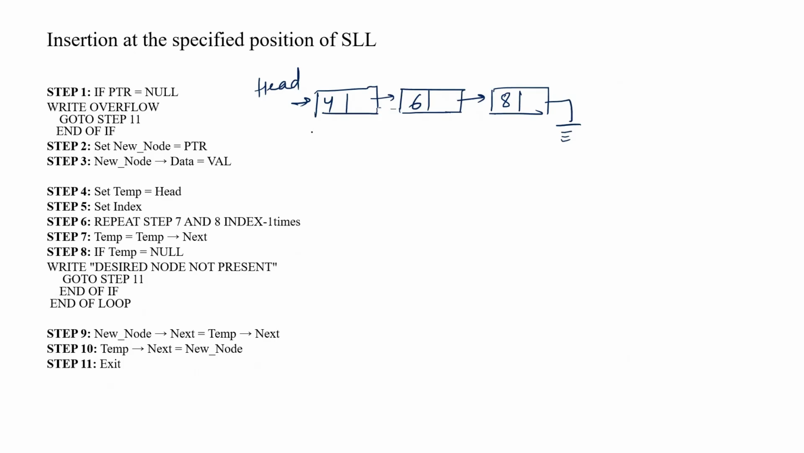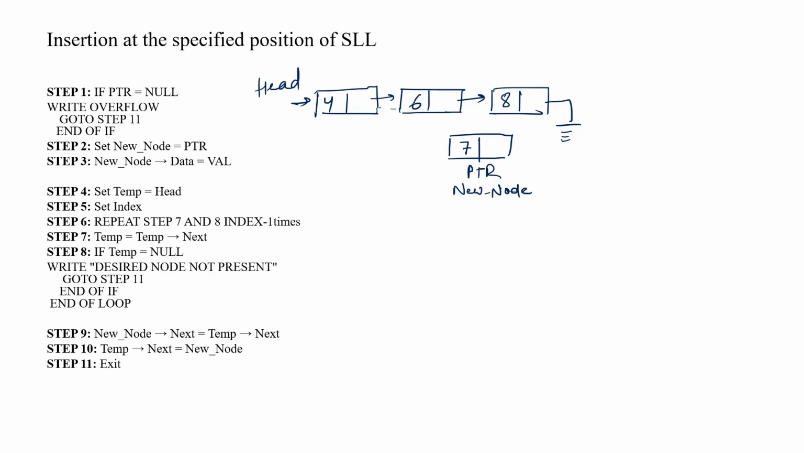Now, let's suppose we want to insert the node at any particular position. Let's suppose the position number 3. So let's suppose we are inserting any node here after 6. So what are we going to do? Step number 1 is the same only, that is if PTR is null, we cannot insert the node. Step number 2, that we are setting this PTR is equal to new node. So this will be our new node. The new node to data is equal to value, means value will come here on the new node.